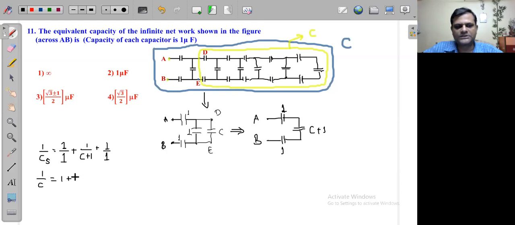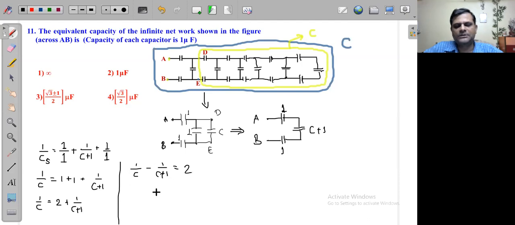becomes equal to 1 plus 1 plus 1 upon C plus 1 as it is, and then we can just get that this 1 upon C is going to be equal to 2 plus 1 upon C plus 1, and hence in the next step we can just get that if we just transfer this 1 upon C plus 1 in that side, then we can get it as 1 upon C minus 1 upon C plus 1 is going to be equal to 2.